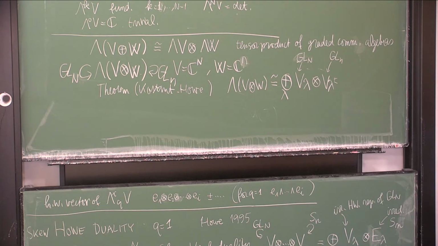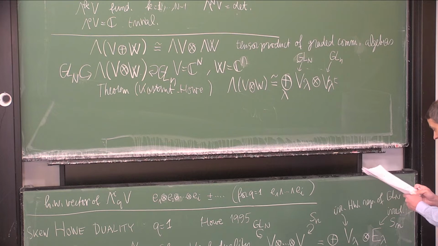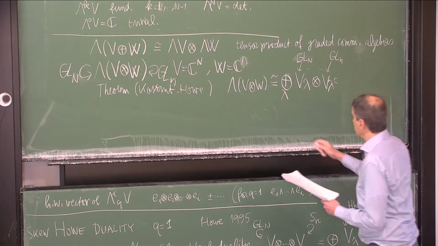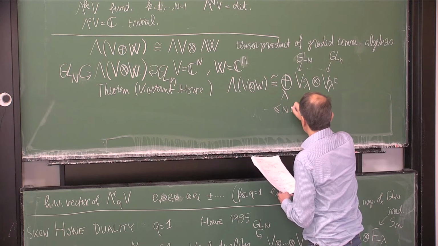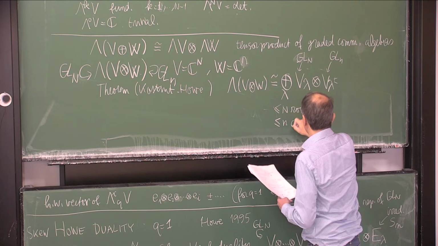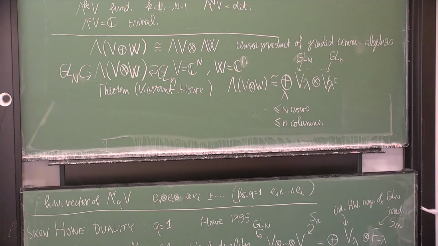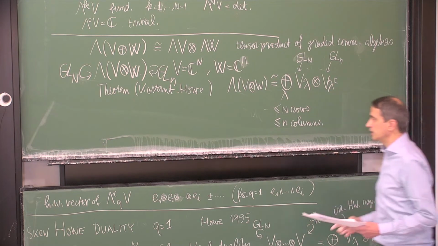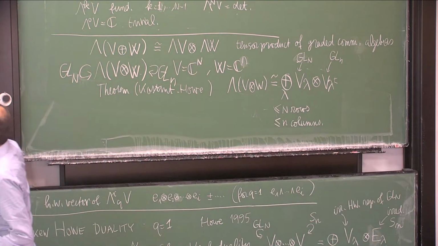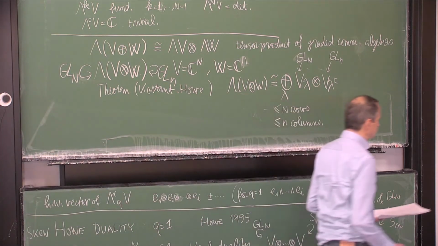And the sum runs over all lambdas that are acceptable for both? Yes. More precisely, you have smaller than n rows and smaller than n columns, which is exactly what you need. So here I have to say something I didn't say before. When you go from SLN to GLN, you also allow the nth row, because you have a bigger total size.